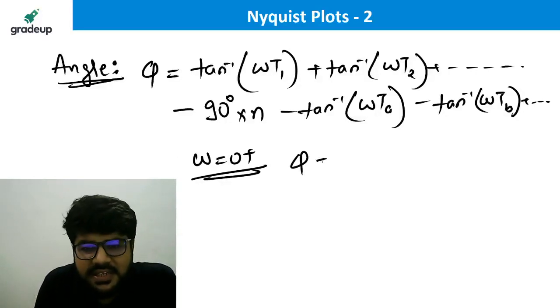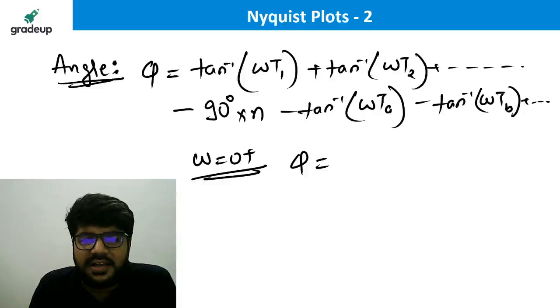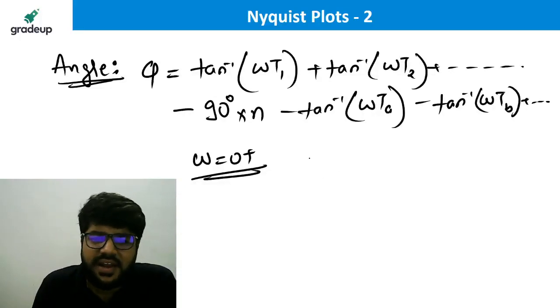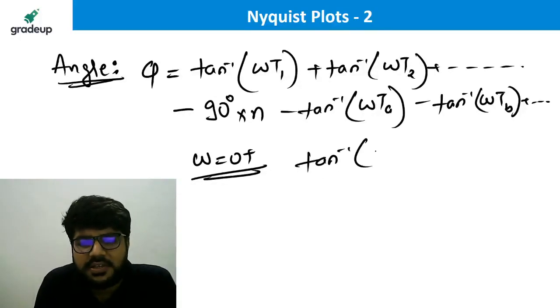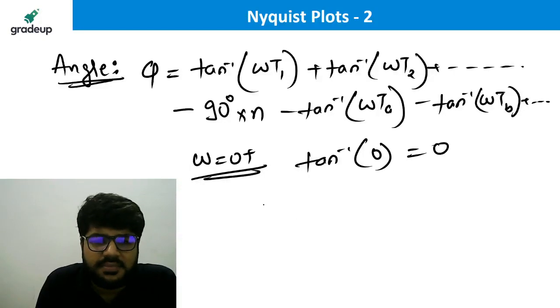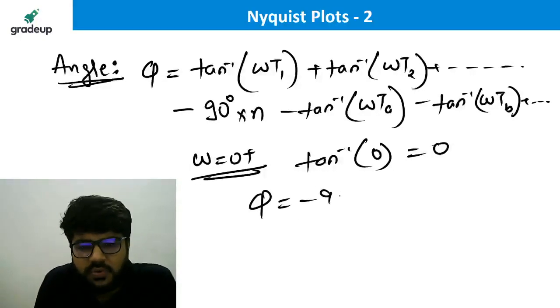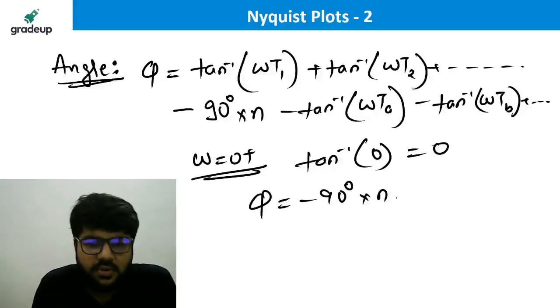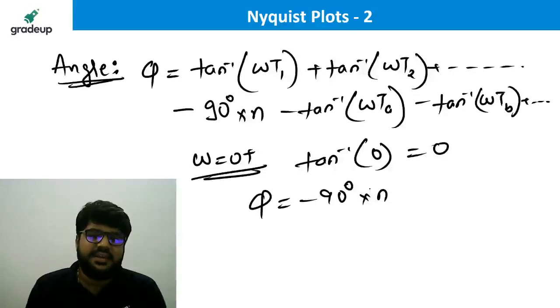What is the phase? See, all tan inverse 0 is 0. Whenever I put omega equal to 0 plus, all the tan inverse 0 terms become 0, and the phase is just equal to minus 90 degree into n.